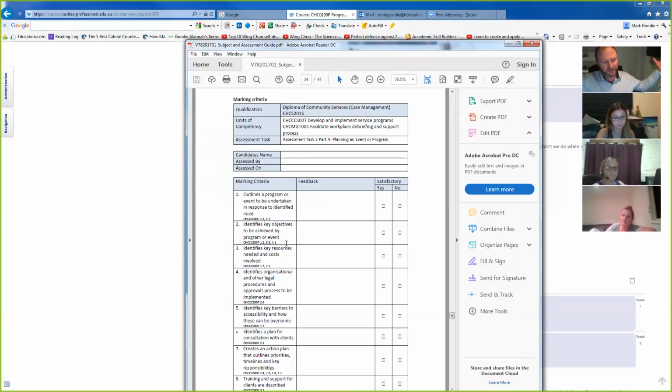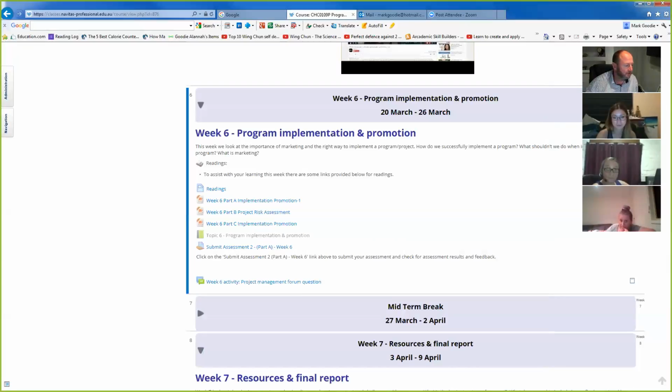Don't balloon out this huge program. So just keep it as a nice simple program that is really easy to evidence. And then we're on track. I might just jump in.